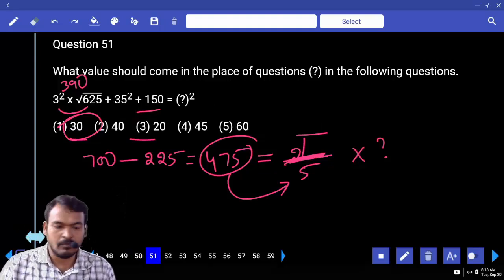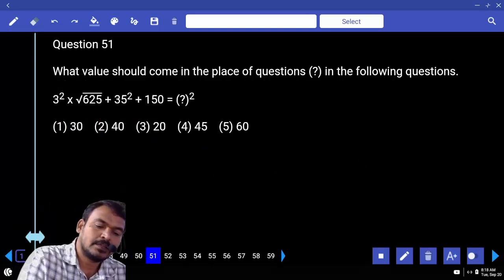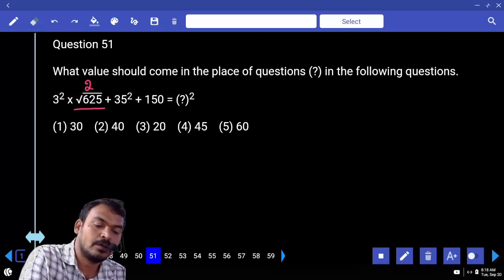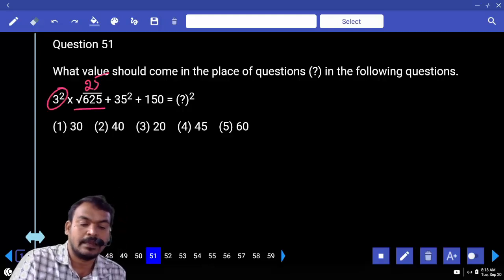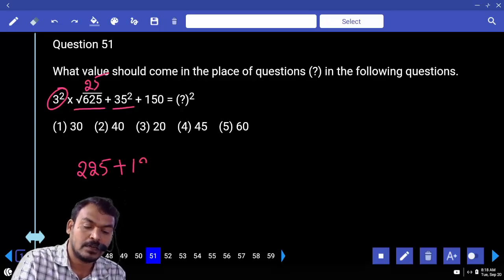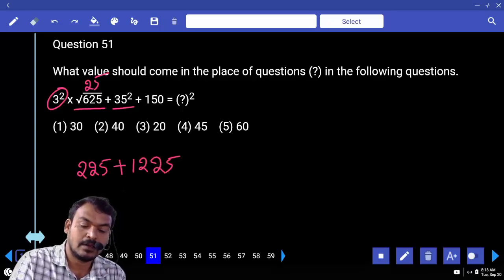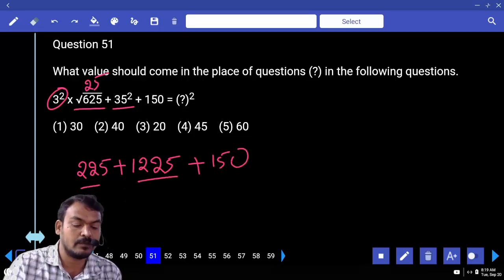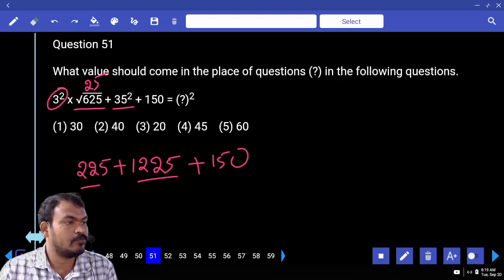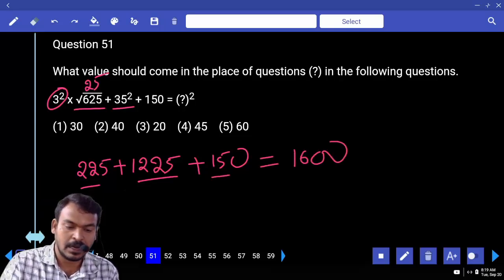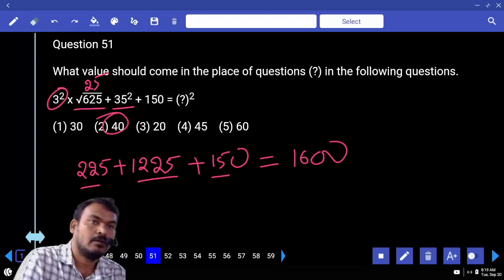Next 51. First priority, square root of 625. What is the square root of 625? 25 into 9. How much? 225 plus what is the 35 square? 1225 plus how much value? 150. 225 plus 1225, 1450. 1450 plus 150, 1600. It is which one square? 40 square.